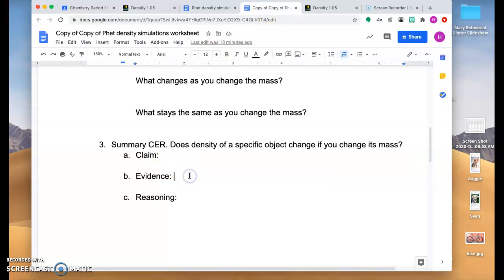Remember in your evidence that you do not want to include any explanations. So for example, you do not want to say, because the density did not change as we increase the mass, that means that density does not change if you change its mass. You don't want to include any reasoning statements. You don't want to include any meaning statements or any because or therefore or this means that. Okay, you want to just be stating facts. Evidence is just stating facts about what happened.